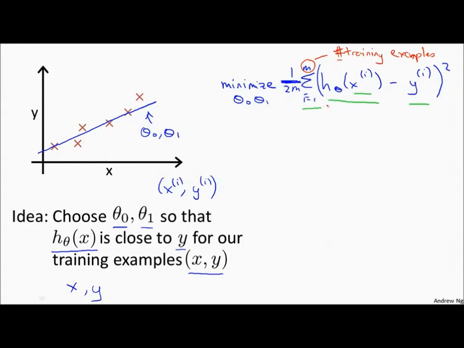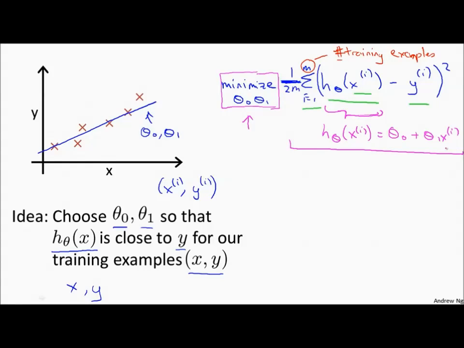This expression in here, h subscript theta of x, this is our usual hypothesis, right? That's equal to theta 0 plus theta 1 x i. And this notation, minimize over theta 0 and theta 1, means find me the values of theta 0 and theta 1 that cause this expression to be minimized. And this expression depends on theta 0 and theta 1.